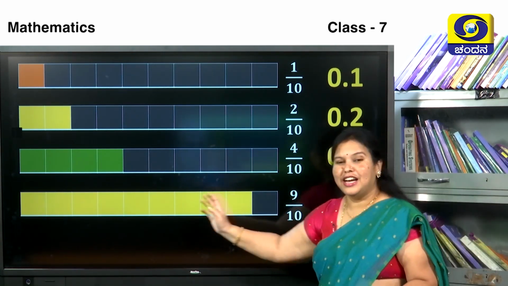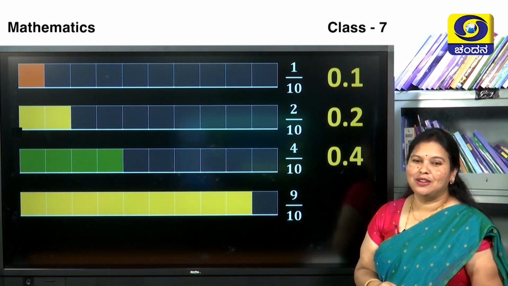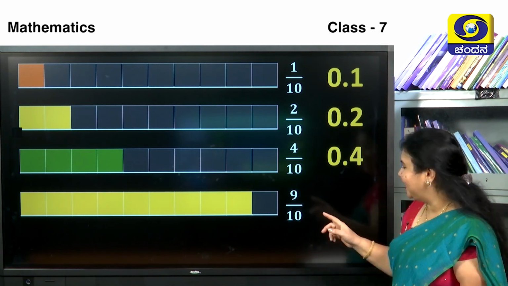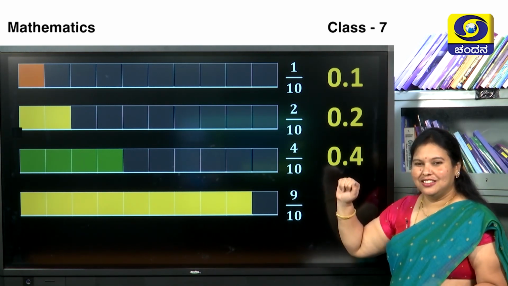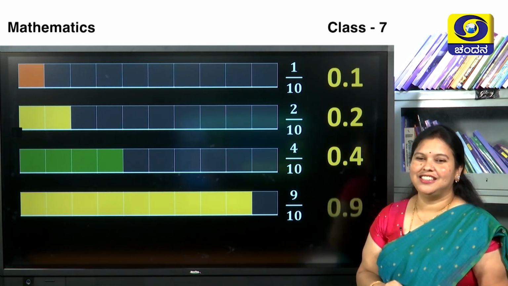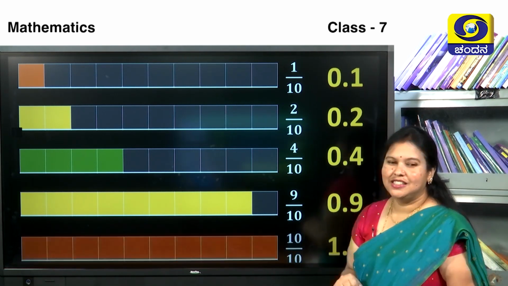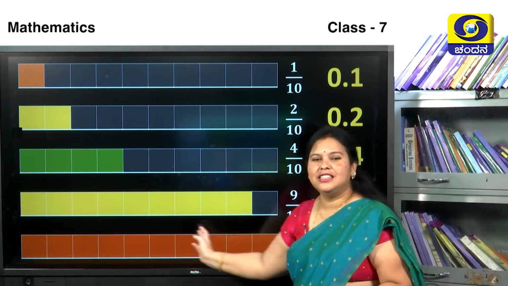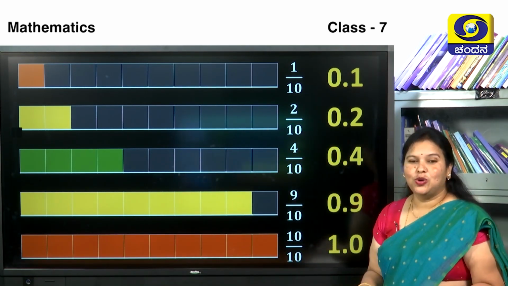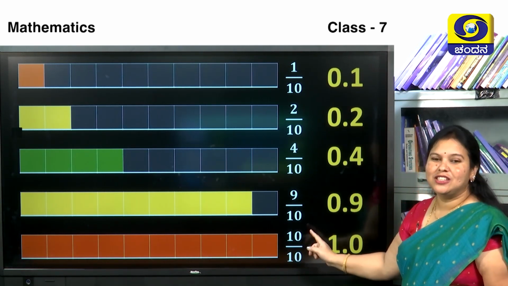Here 9 parts are shaded out of 10. So, what would be the decimal form? Yes, I know you have already written 9 by 10. Then you should write the decimal form of it. Yes, correct. It is 0.9. Finally, see in this case, all the 10 boxes are shaded. So, we can write it as 10 by 10, that is 10 ones are 10.